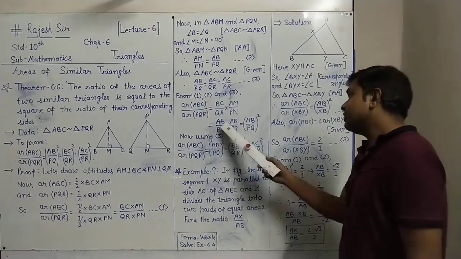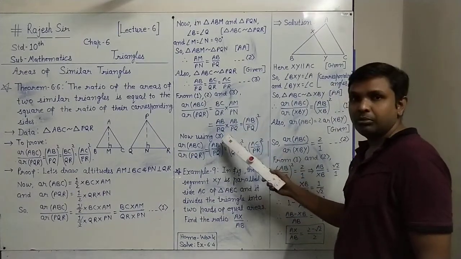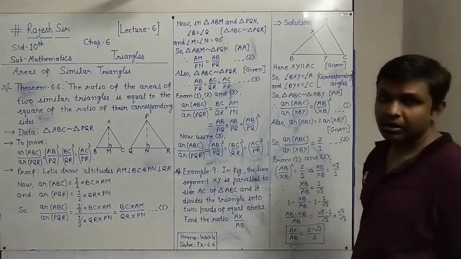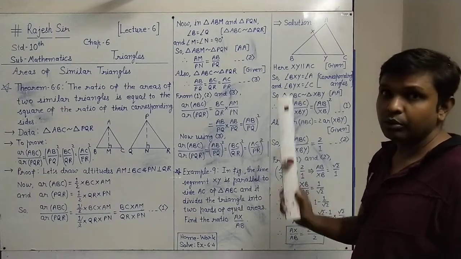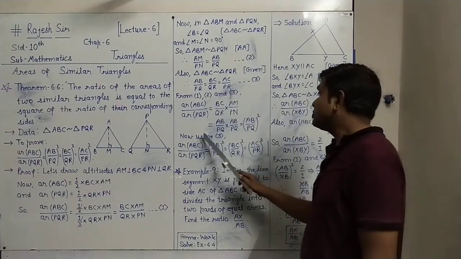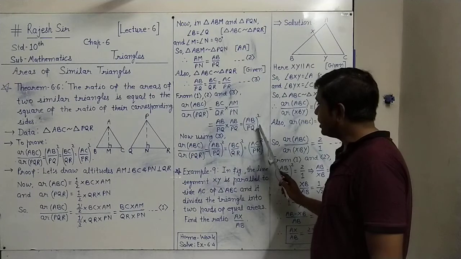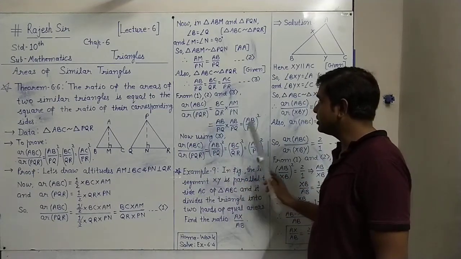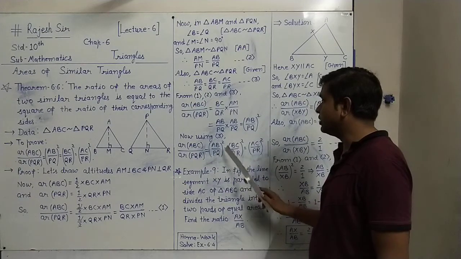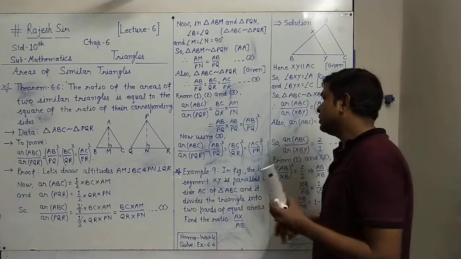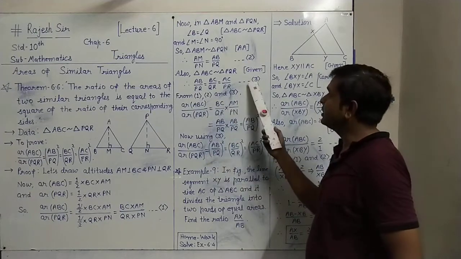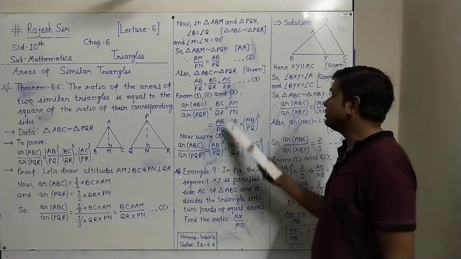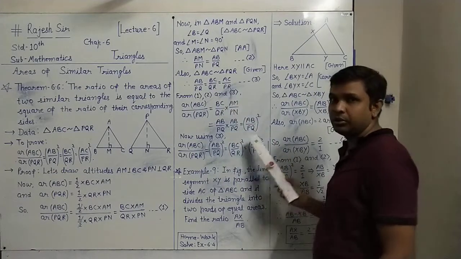So what we actually have is AB upon PQ multiplied by the same thing, so we can write AB upon PQ the whole square. Now using 3, this result comes forward: area of triangle ABC upon area of triangle PQR equals AB upon PQ the whole square. That equals, in place of AB upon PQ from result 3, we can write BC upon QR also the whole square, which equals AC upon PR also the whole square.